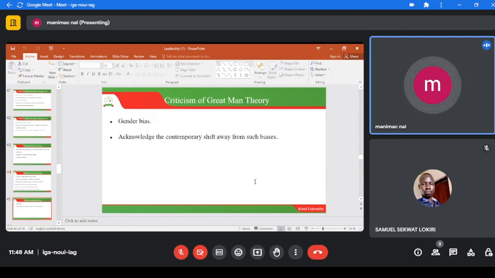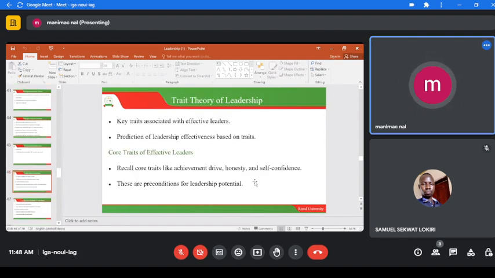Okay. Furthermore, what could be the criticisms of this great man theory? The criticism is that it is gender biased. Okay. It acknowledges the contemporary shift from such kinds of biases. Okay. And so many other things.